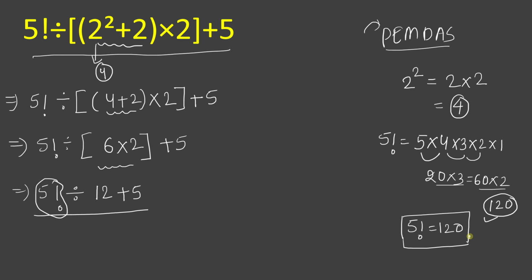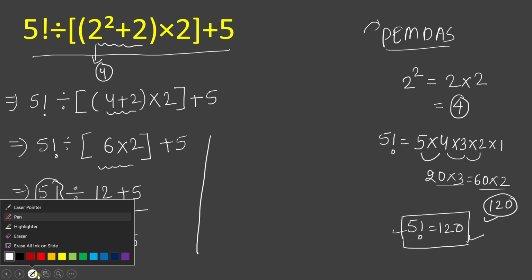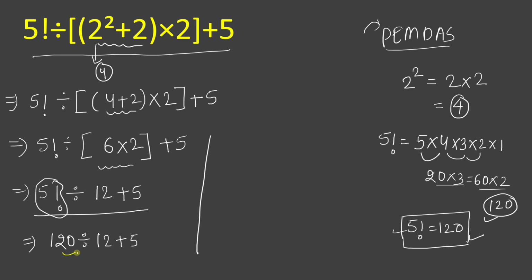So this is the value. So we can put the factorial value here, 120 divided by 12 plus 5. Now there are two operations. First one is this division and addition. And as we know that division has higher priority than addition. So first we will go for this division part, then we will do the addition operation.